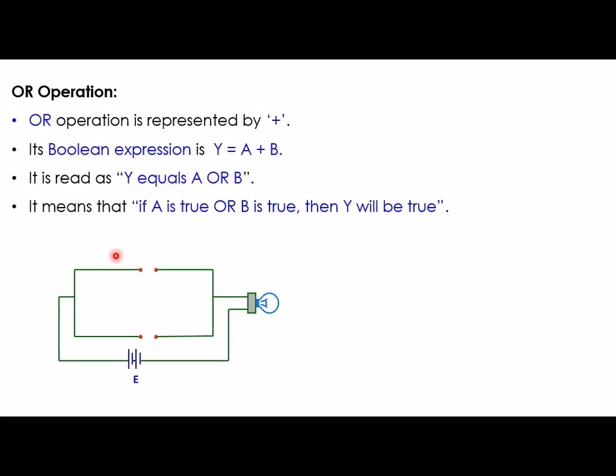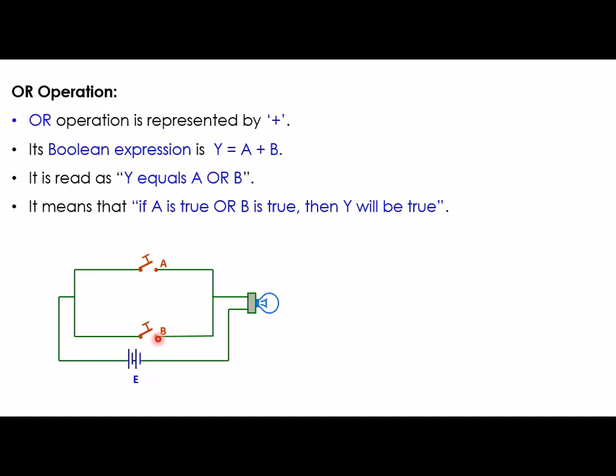Let us consider this circuit. This is an electrical circuit. This is a bulb. That bulb is connected to a battery through two switches. This is one switch, this is one switch. Suppose this switch is A and this switch is B. Now one terminal of the battery is connected to one terminal of the bulb directly, and the other terminal of the battery is connected to the other terminal of the bulb through these two switches A and B.